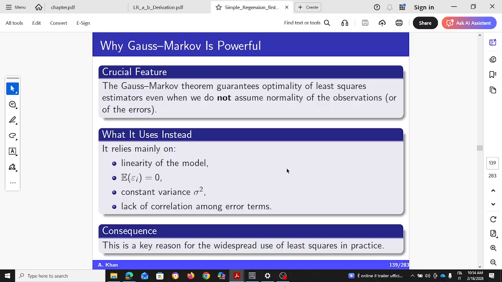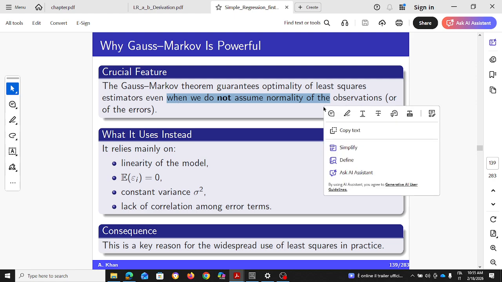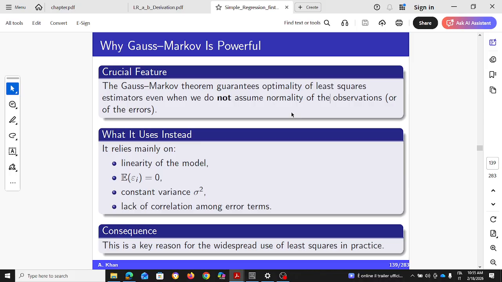Okay. Why is this theorem powerful? The Gauss theorem guarantees the optimality of the least square estimator, even if we don't assume normality of the observations, the normal distribution. Before, when we were deriving the least square estimator, we said that the disturbance terms should be normally distributed. But the Gauss theorem says if we don't have the normal distribution, we can still achieve good results.